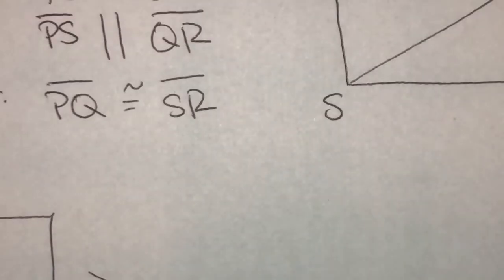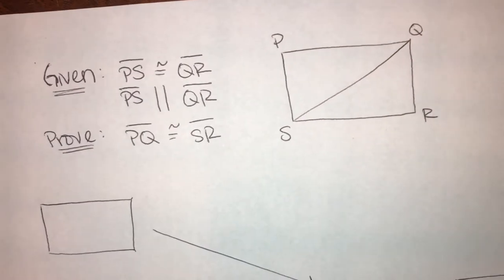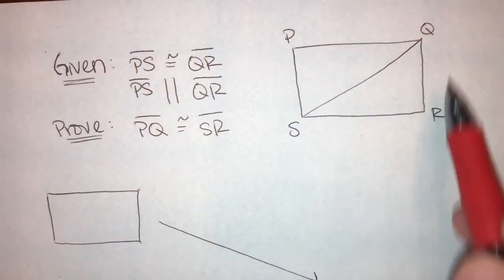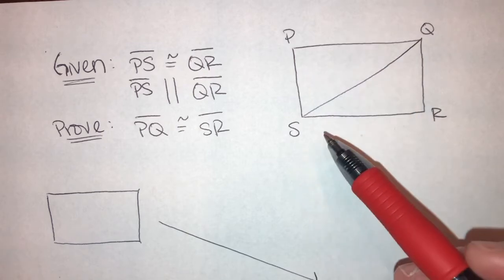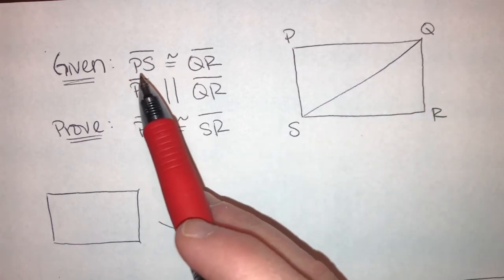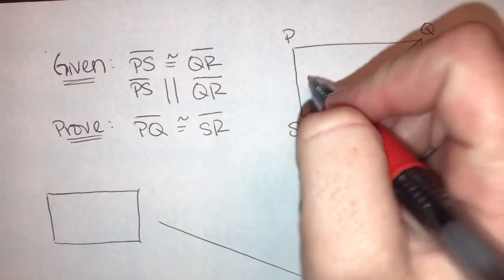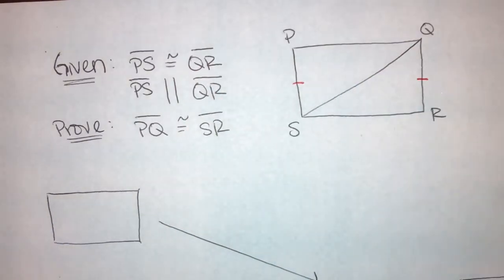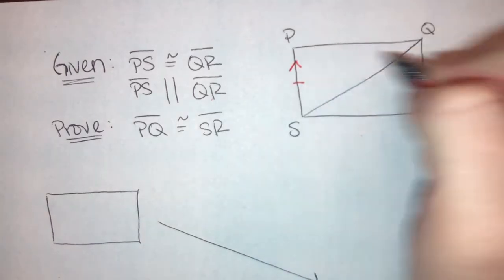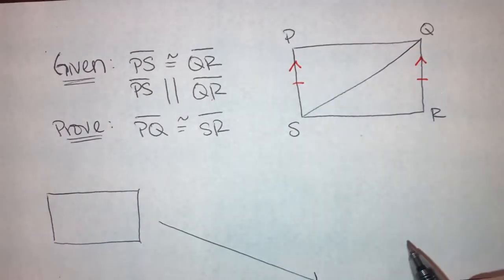Okay, let's do one more flow proof. I wrote it out real quick. Let me back up here, just so you get extra practice, right? I'll try and go through it quickly. All right, so I have this shape that looks like a rectangle drawn, with this diagonal line here, and it says given PS is congruent to QR, so I can mark that's congruent to that, and PS is parallel to QR, so I'll put my little parallel symbols.